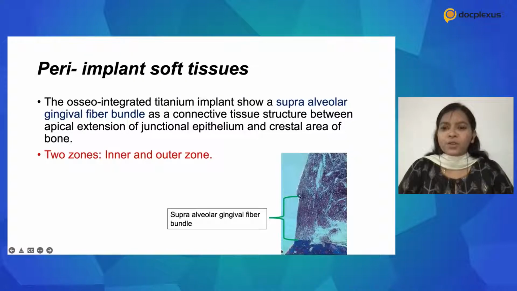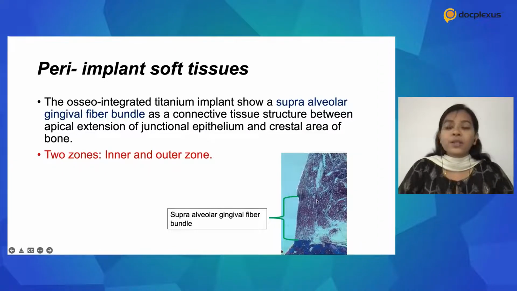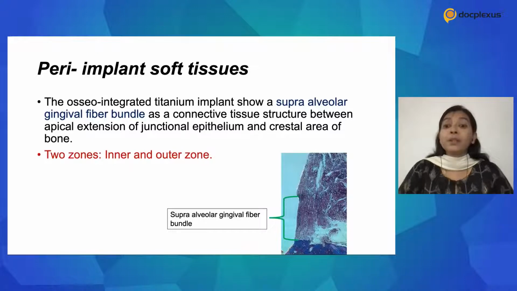Just a few minutes back, I told you about the junctional epithelium. So this part where there is an extension of the junctional epithelium till the crestal area of the bone, this region is what is called the supraalveolar gingival fiber bundle. As the name suggests, it is composed of gingival fibers rather than the epithelial part. So comparatively, it should be a little stronger structure because epithelium is a little softer tissue. When it comes to collagen fibers or the fibrous structure, it's going to be a little stronger.